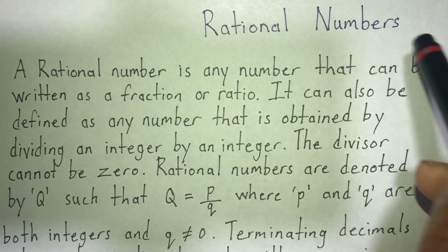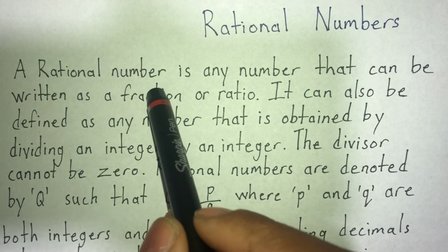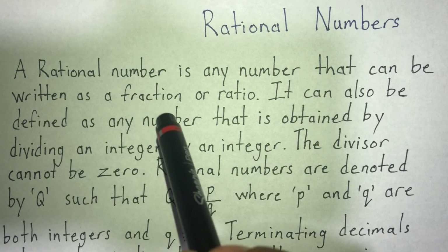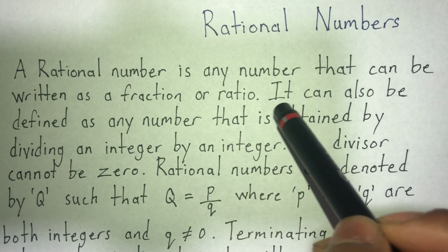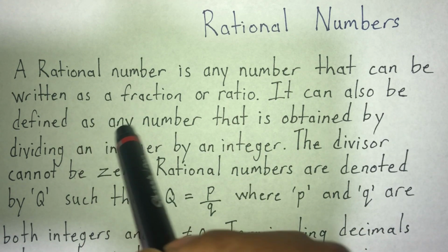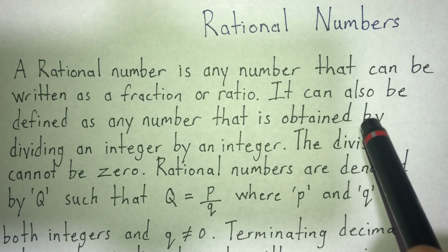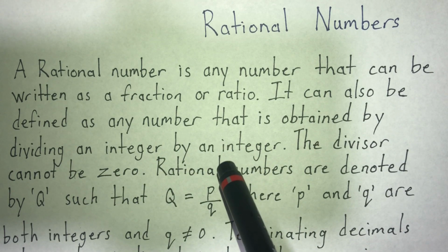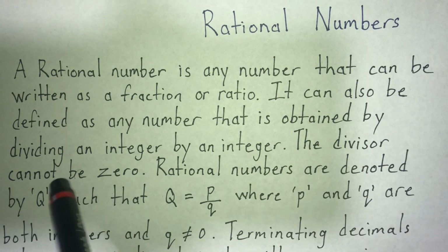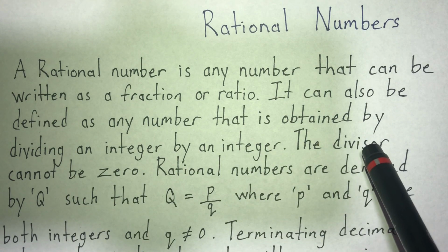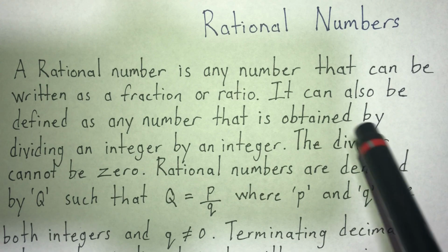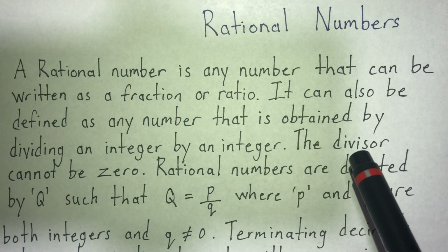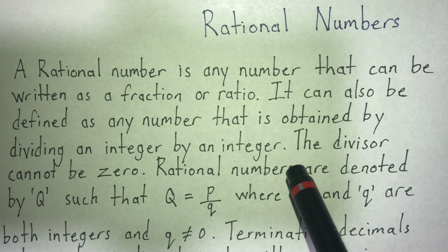Rational numbers. A rational number is any number that can be written as a fraction or ratio. It can also be defined as any number that is obtained by dividing an integer by an integer. The divisor cannot be 0. The divisor is the number which is used to divide the other number. That's a definition in simpler terms.